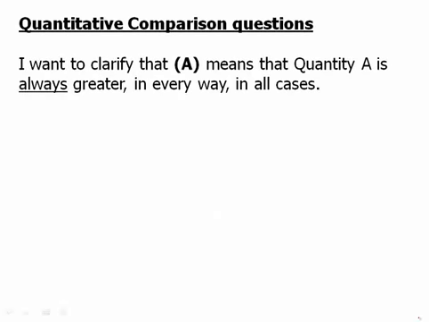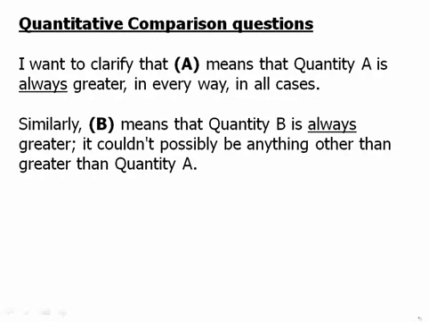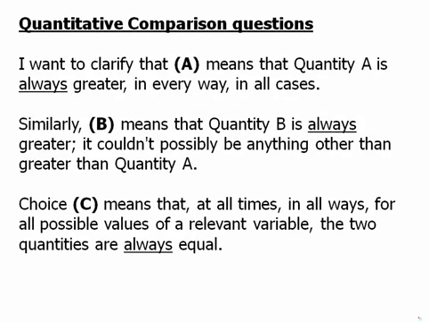And I want to clarify that A means that quantity A is always greater in every way in all cases. Similarly, B means that quantity B is always greater, couldn't possibly be anything other than greater than quantity A. C means that at all times and all ways for all possible values of a relevant variable, the two quantities are always equal. In other words, A, B, and C implicitly have the word always in them.